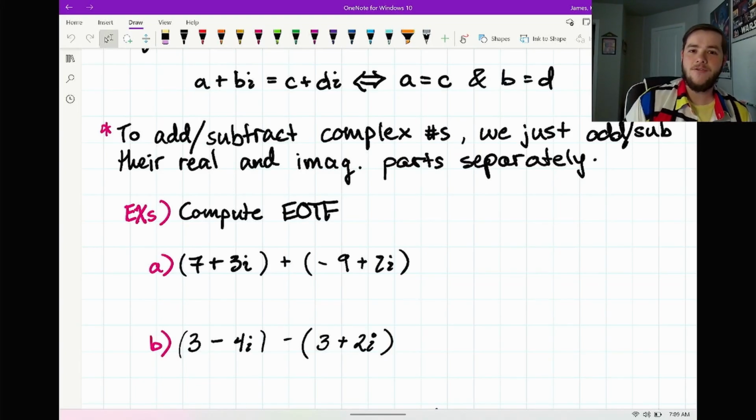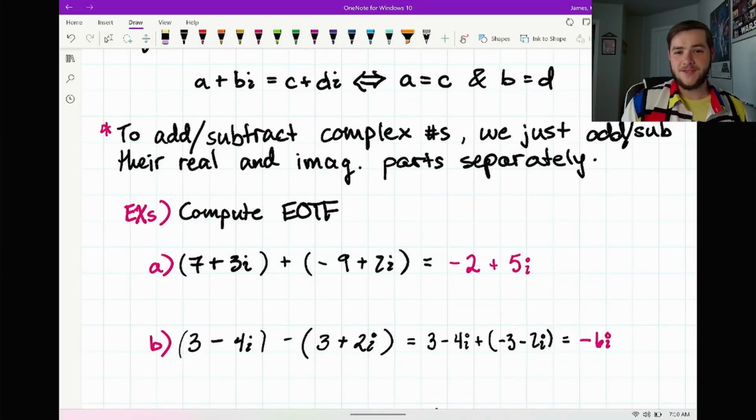Again, with that mentality of treating i like a variable, I want to combine my like terms. I've got a 7 and a -9, which together make -2. And then I've got 3i plus another 2i, which together make 5i. So -2 plus 5i would be the sum. Go ahead and pause the video here to see if you can do the next one on your own.